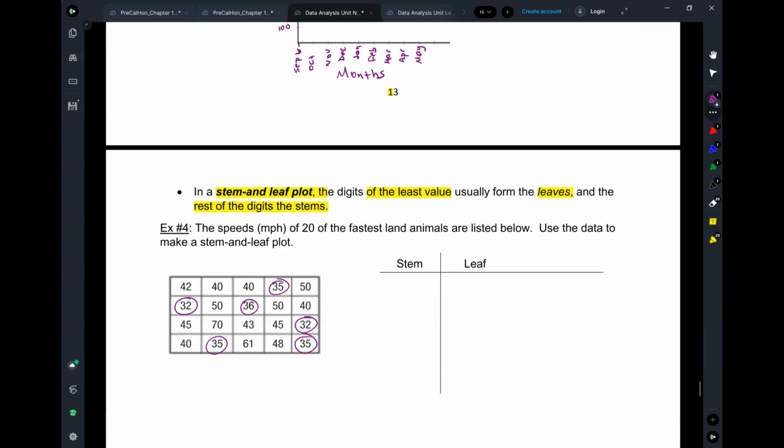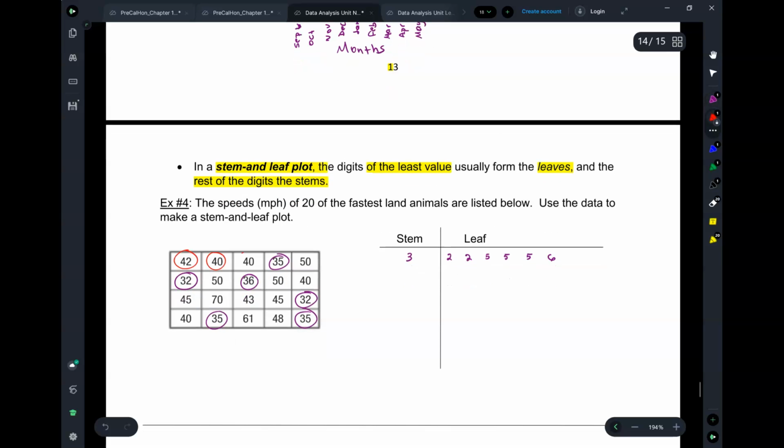So what we do is we put the 3 here because that's the tens, and then you want to arrange the ones in increasing order, right? So I've got 2 2s, right? A 32, right? 3 5s, and a 6. Okay, next up, let's do the 40s. I have 1, 2, 3, 4, 5, 6, 7, oh, lots of 40s, 8, 9. Okay, so we're going to put a 4 here. And then let's see what we have. We have a couple of zeros, 1, 2, 3, 4 zeros.